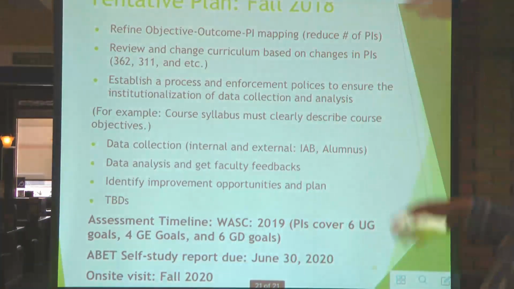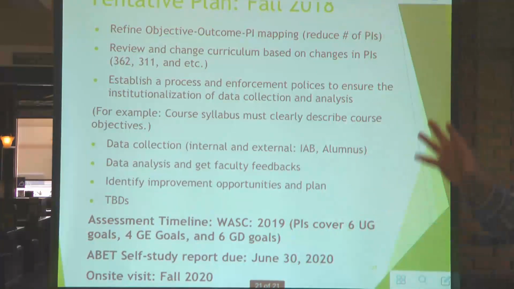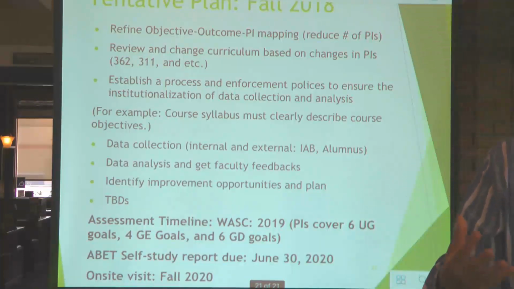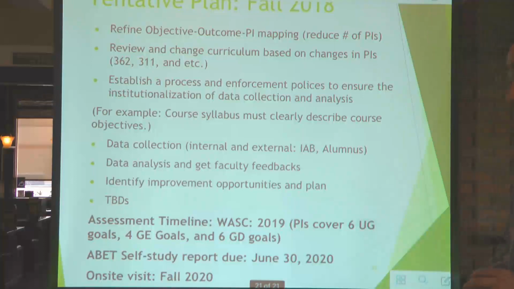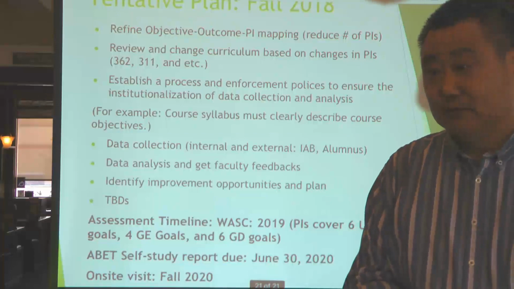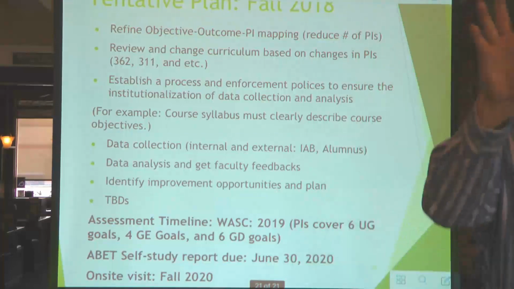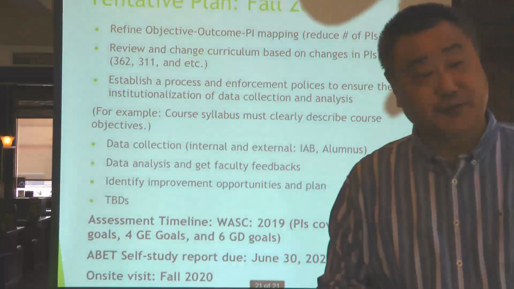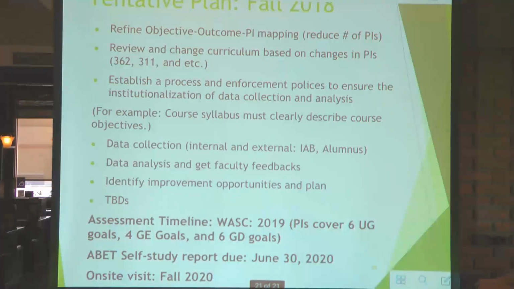By the way, here are some of the things this assessment committee needs to do. Obviously we need to refine the objective, outcome, PI mapping. And also we're going to review the curriculum based on the new outcomes and the refined PI. And also hopefully we want to establish a process and enforcement policy to ensure this is institutionalized. Okay, so it's easier to put everything on paper. It's always difficult to actually carry it out in the classroom. And hopefully we try to make this easier.